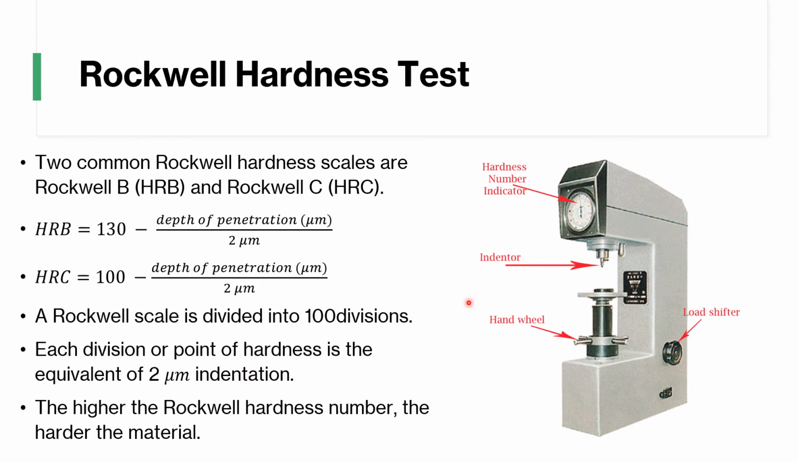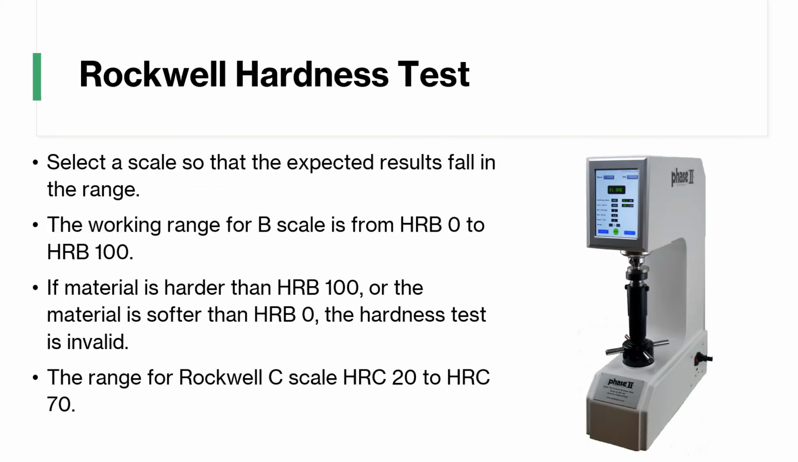Okay, and when you think about the number, the higher the Rockwell hardness number, it means that the material you're testing is harder. Yeah, hardness is higher. So when you take a look at this instrument, you see there's a load shifter right there, and here is your hand wheel, and this is your indenter. Your specimen is going to be right on this disc, and this is your scale right here with all your divisions at 2 micrometers. So first you are going to select the scale.